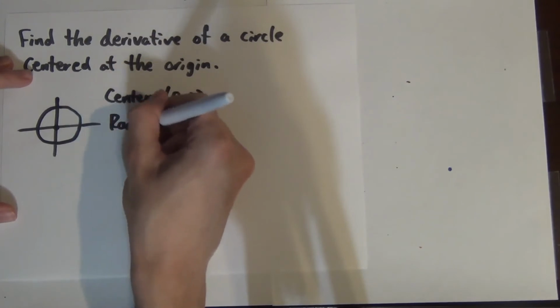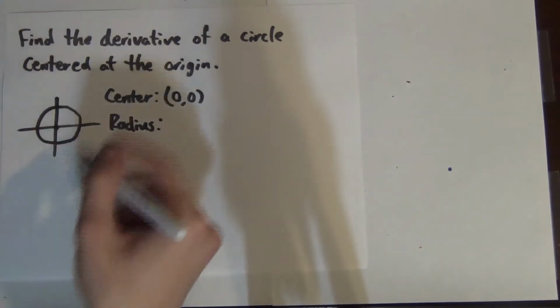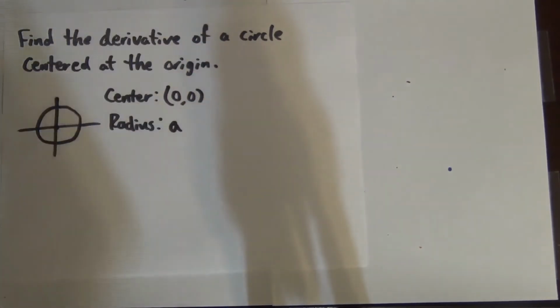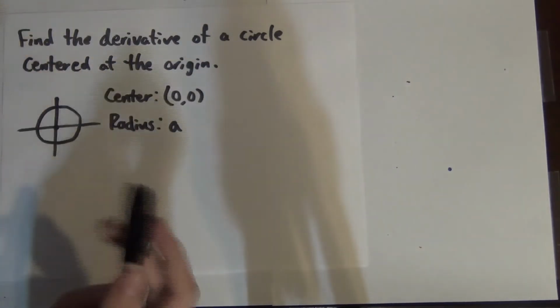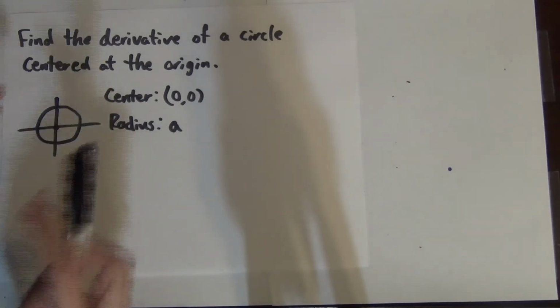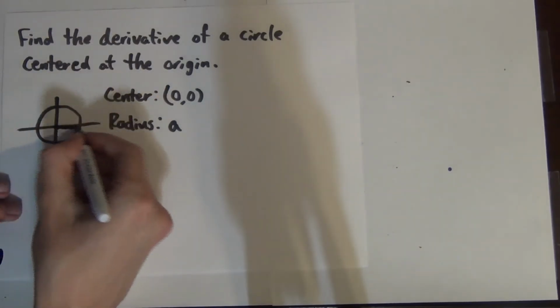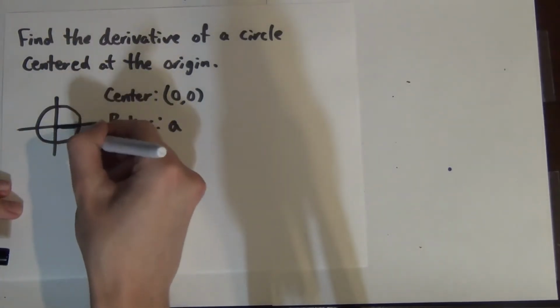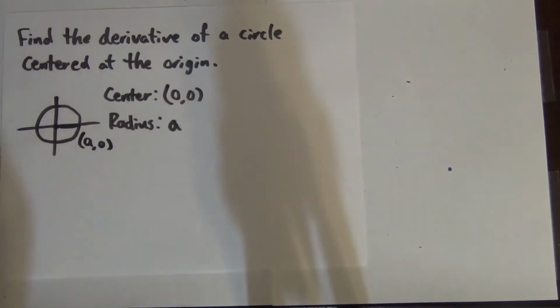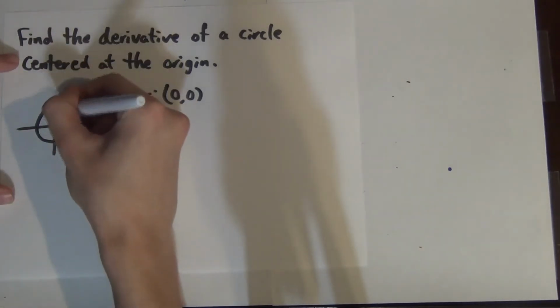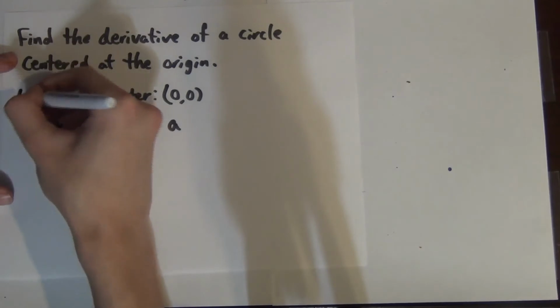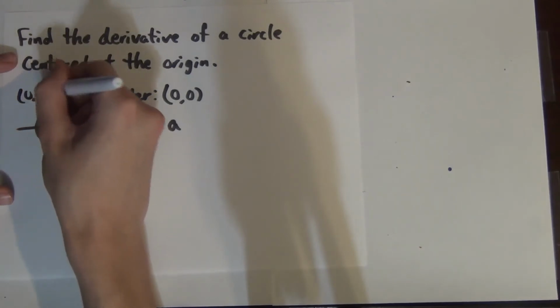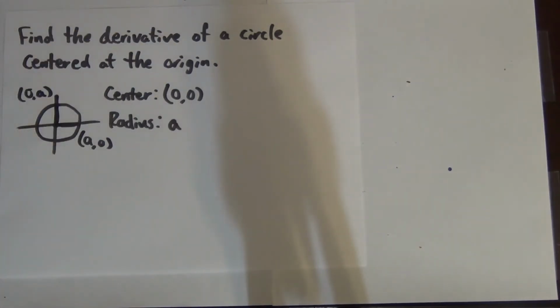And let's be whimsical and say the radius is a. Let's be scandalous, instead of r, because I feel like r is way too often used. So we're going to use a because I said so. And this radius right here meets at the point a comma 0, and this radius at this point meets at 0 comma a.